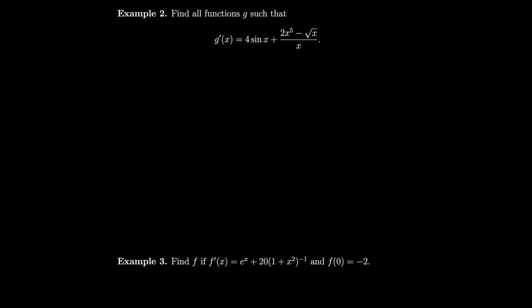Let's find all functions g such that g prime is this. In other words, let's find the antiderivative of g prime. Okay, so let's simplify this a little bit. And by simplify, I mean let's split this up. So we'll write this as 4 times sine x plus 2x to the 5th over x minus square root of x over x. That becomes 4 times sine x plus 2x to the 4th minus 1 over square root of x.